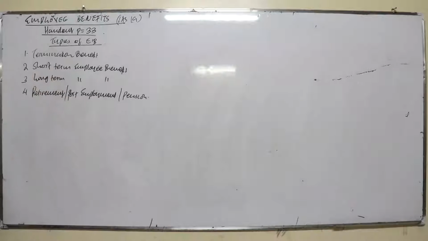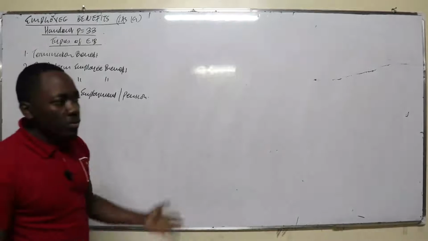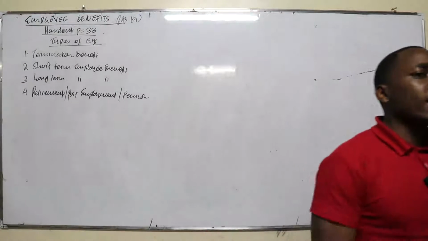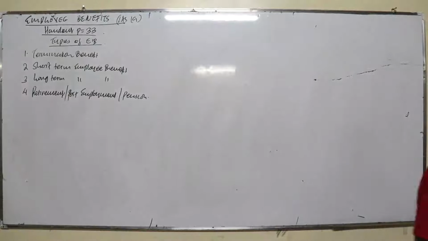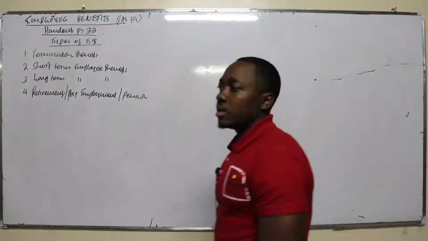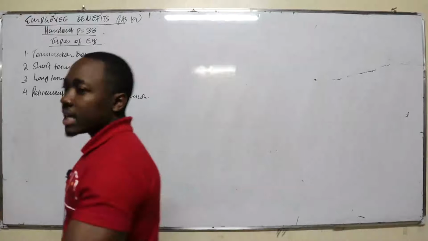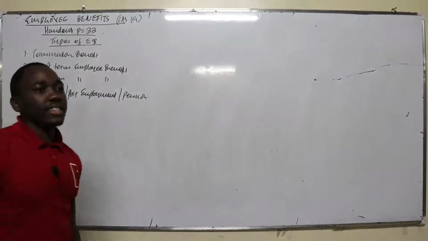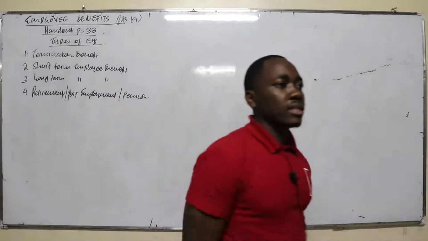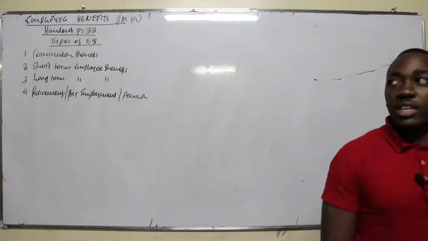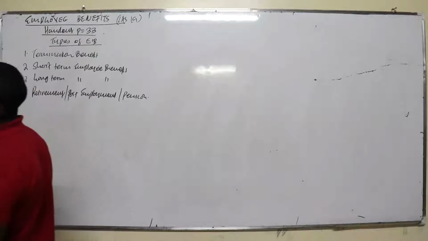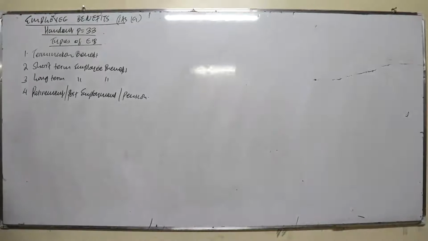Then we have the short-term employee benefits. Those are all benefits payable within a duration of 12 months or 1 year, such as salaries, wages, commission, quarterly bonus, leave allowances, even free meals. They are part of short-term employee benefits.